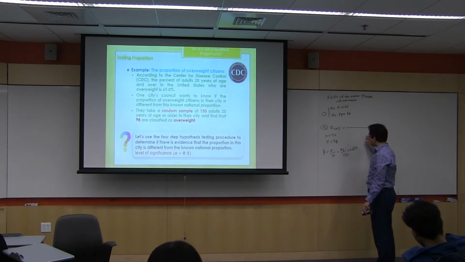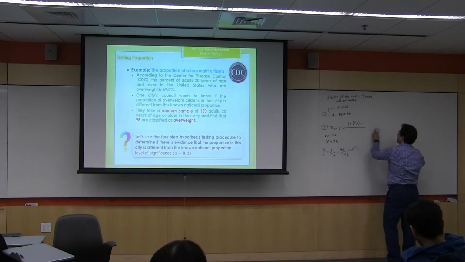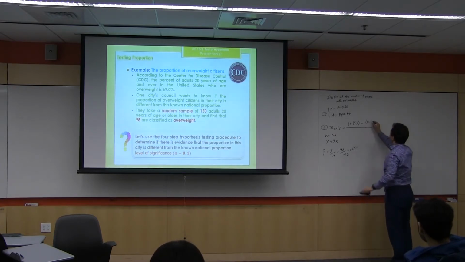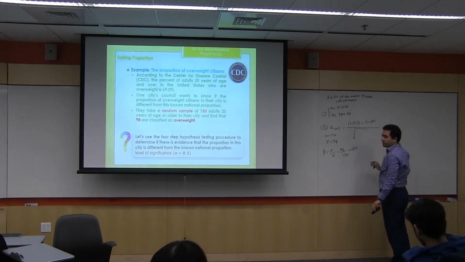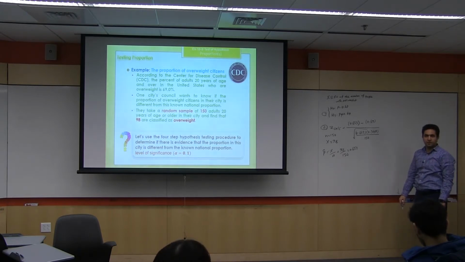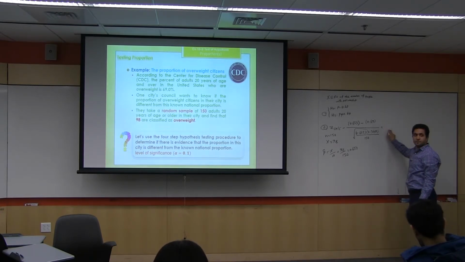Z-calc equals P hat, 0.653, minus P that you're testing, which is 0.69, over the square root of P hat Q hat over N, where P hat is 0.653 and Q hat is 0.347. The Z-calc is? Minus 1.02. 1.03?